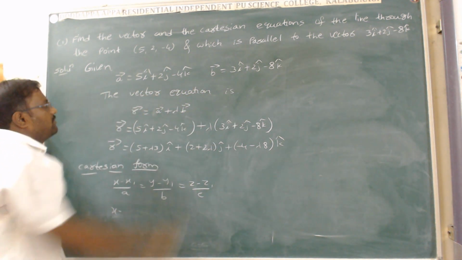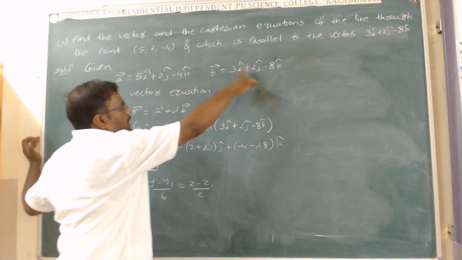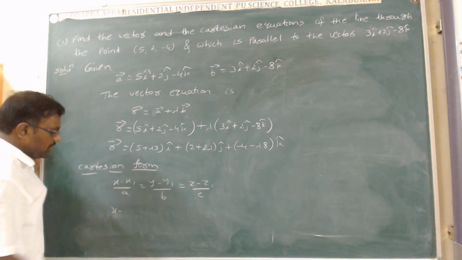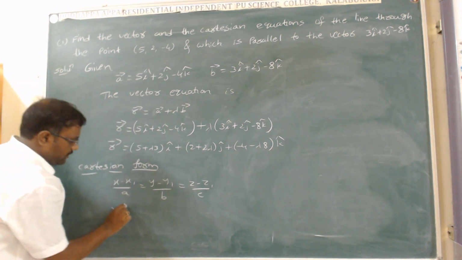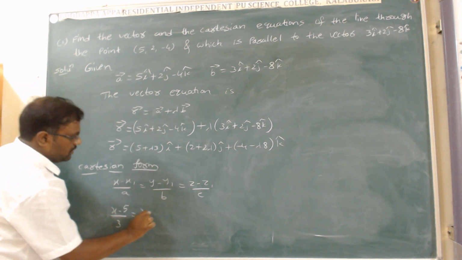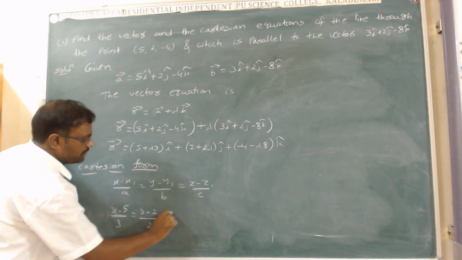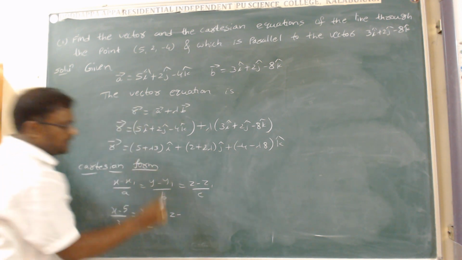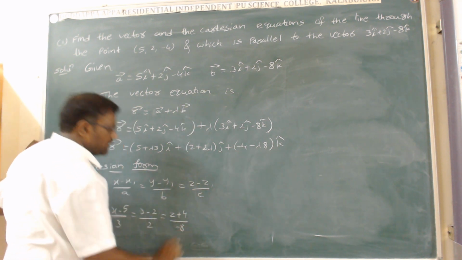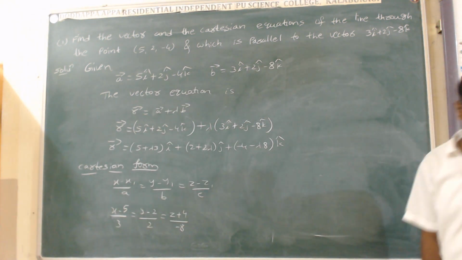Okay, always you have to remember vector a is always x1, y1, z1. Here a, b, c, and vector r is xi plus yj plus zk. So here x1 means 5, a value is 3, y1 value is 2, b value is 2, z1 value is minus of minus, plus 4, c value is minus 8. Okay, this is the Cartesian form, right?